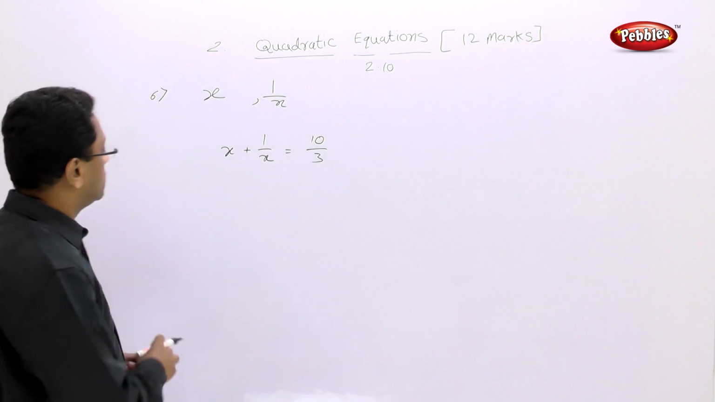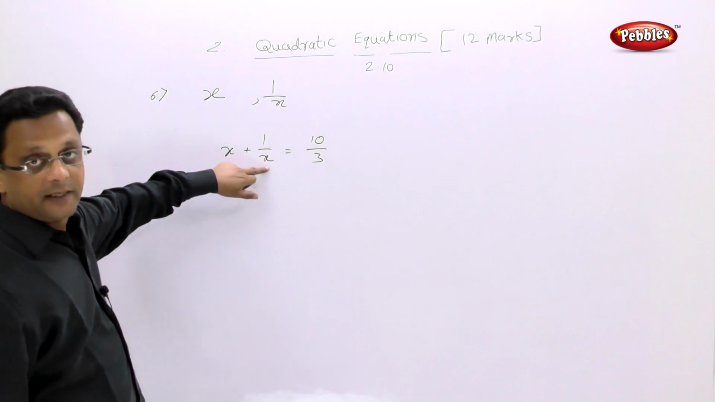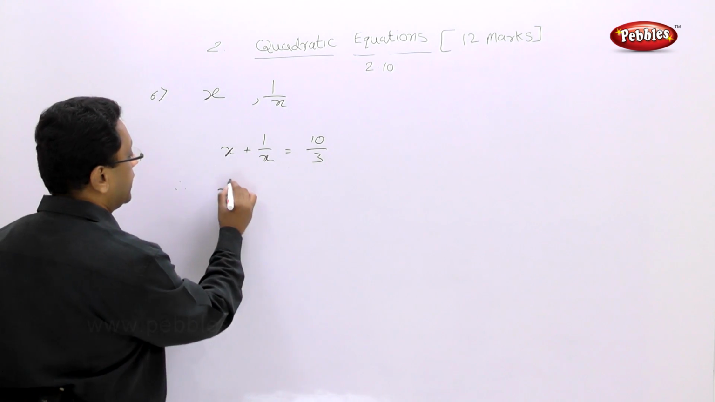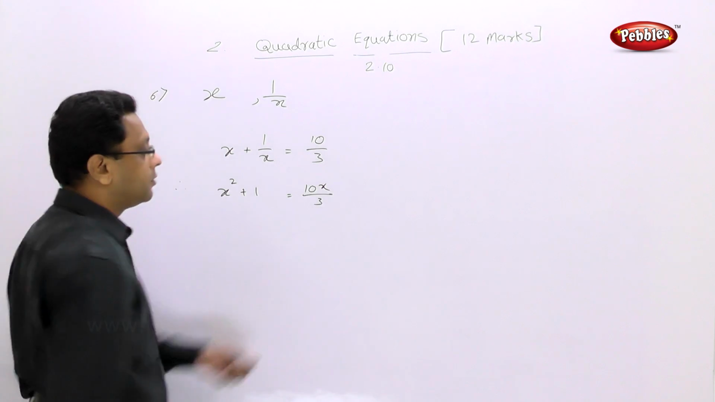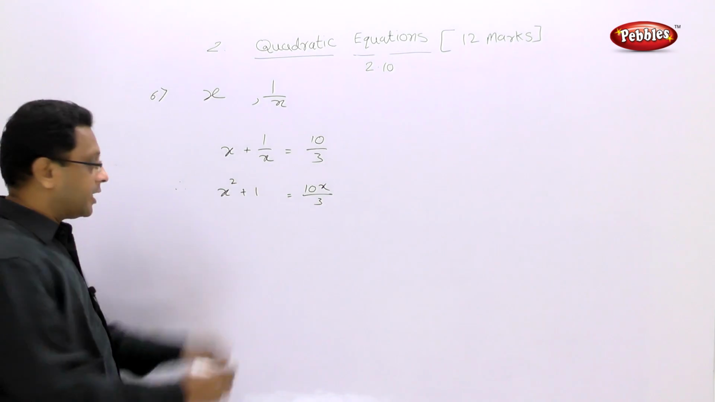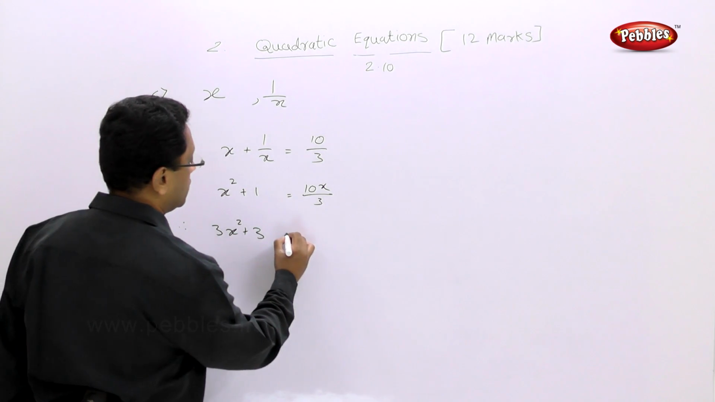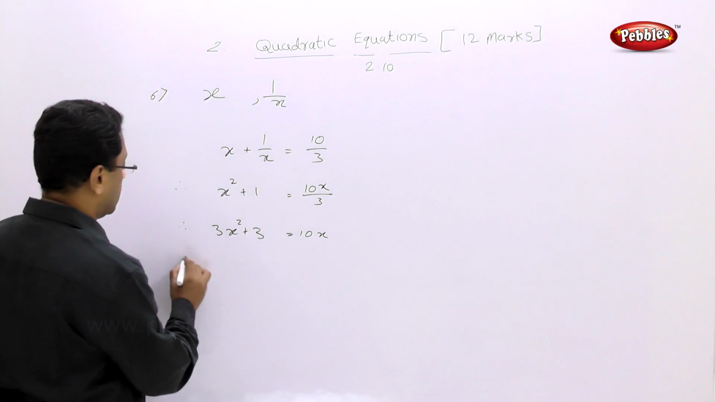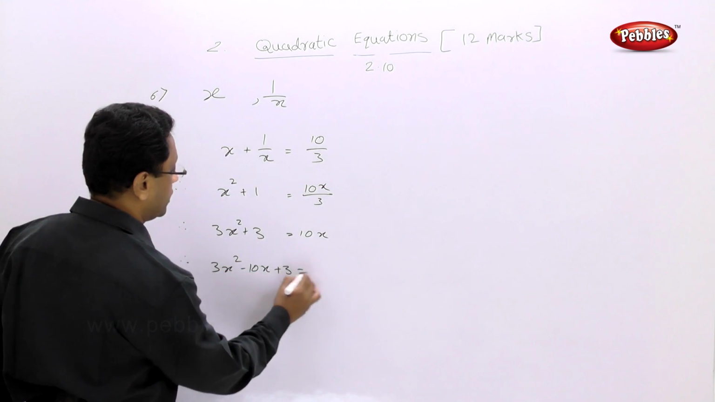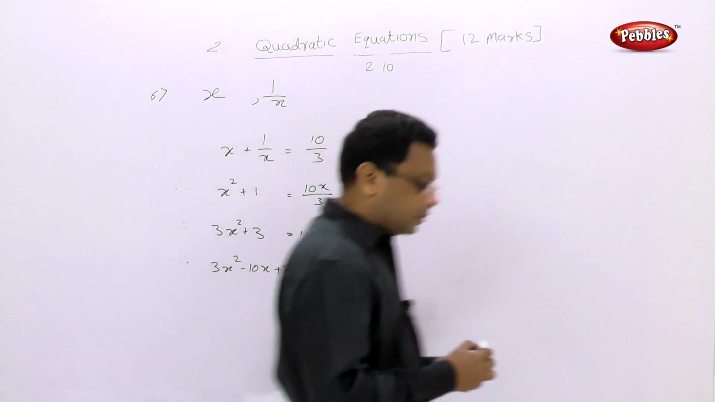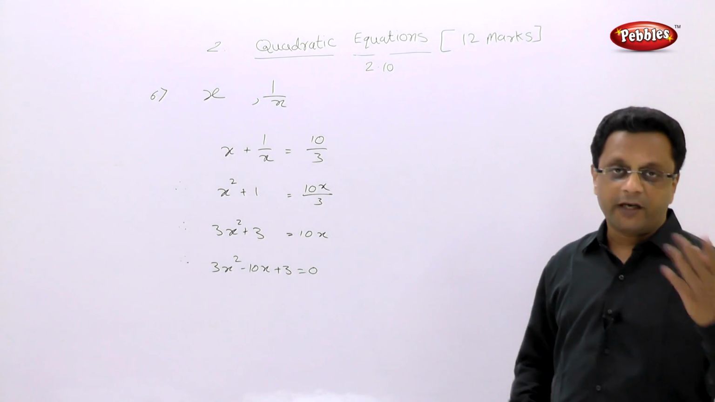How will you solve this? Very easy. Multiply both sides by x, so we can eliminate this x. So we get x square plus 1 is equal to 10x upon 3. This 3 will go to this side and we will get 3x square plus 3 equal to 10x, and ultimately we will get 3x square minus 10x plus 3 equal to 0. So we get a quadratic equation. You can solve this quadratic equation to find the value of x.